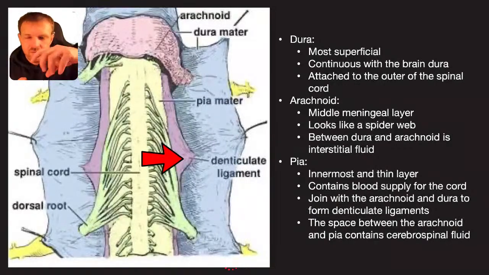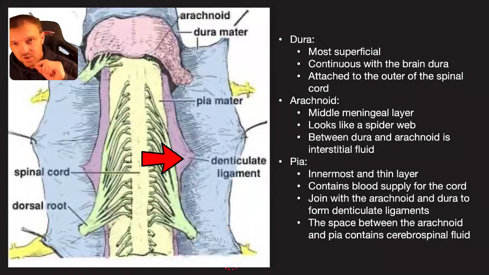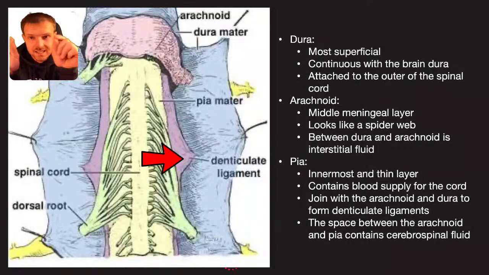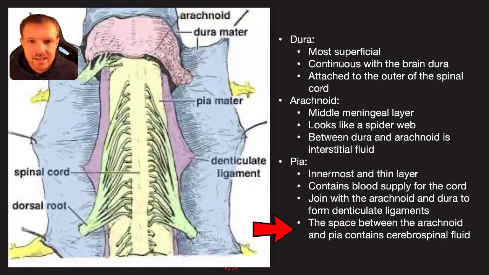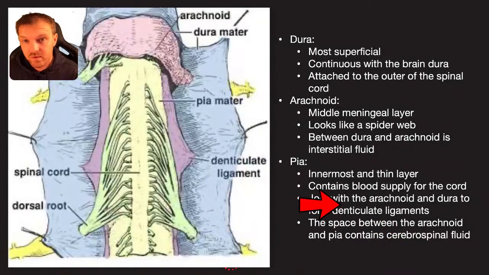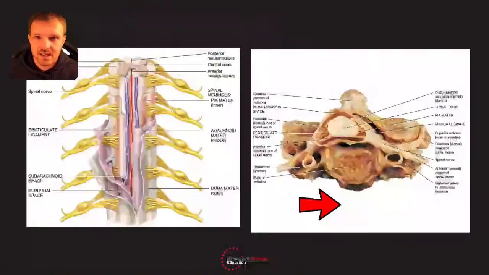Okay, so for the cord to be able to stay in place, there are a few firm attachments to keep it in position. Otherwise, it would just wobble about all over the place. So there's a ligament that attaches onto the bottom, and then there are these that attach onto the dura all the way along to keep it in position. So yeah, the space between the arachnoid and the pia contains the cerebrospinal fluid, which is what we've just seen.